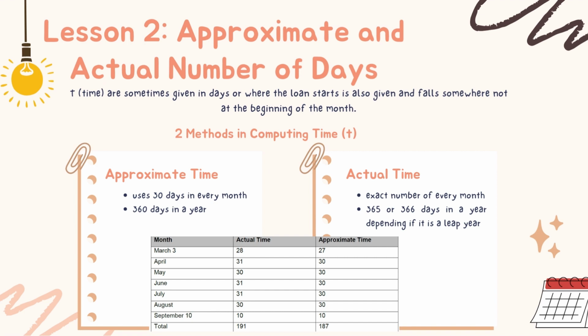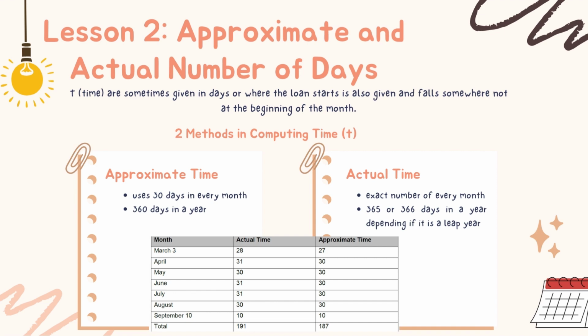You probably know that a leap year is the only time we have February 29, and that happens every 4 years. If the year is divisible by 4, then it is a leap year, and the days are 366. Okay, so for example, we have an investment from March 3 up to September 10. So, let's compute the time based on the actual time and the approximate time.